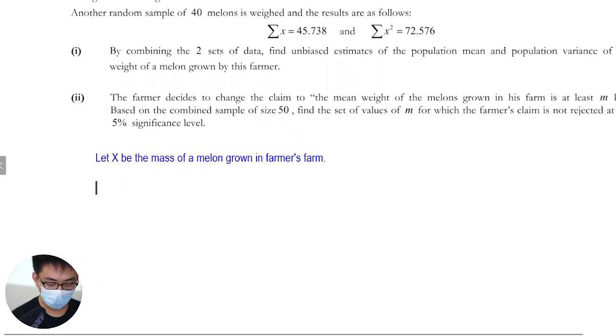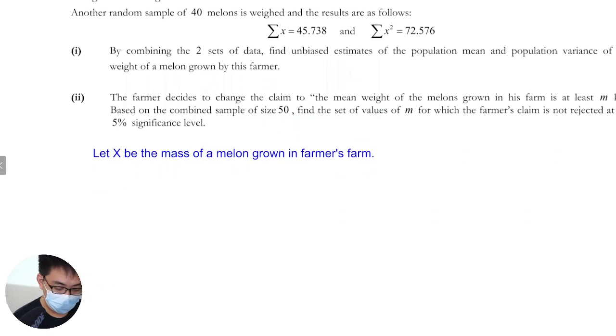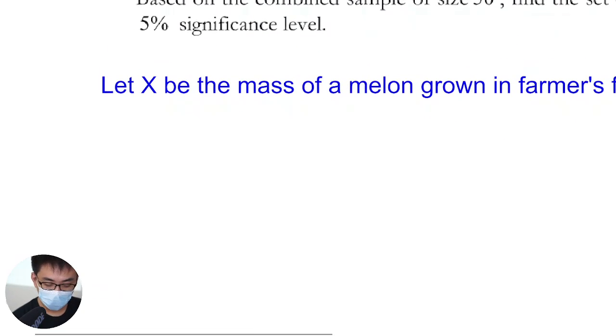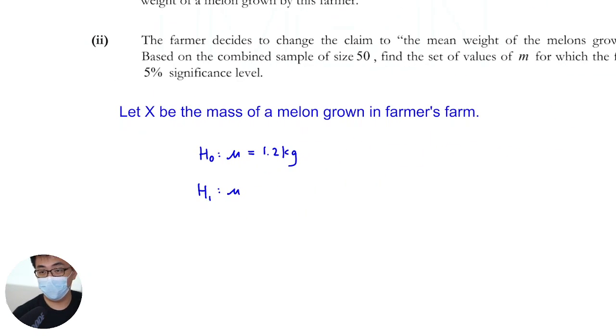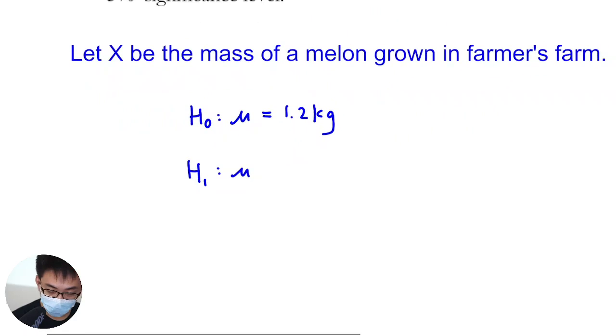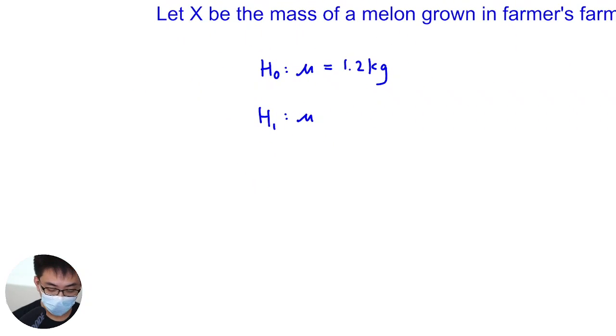Don't write the mean. In this case, what we need to do is just assume H naught: mu, like I say, you take the lower bound, which is 1.2 kg. Then for H1, it will be mu... I do not know whether it is the left tail or right tail. But to claim against the farmer's test, it should be less than 1.2. But if you don't know, you can actually just deduce. Let me show you how.